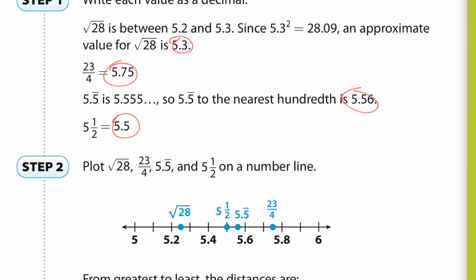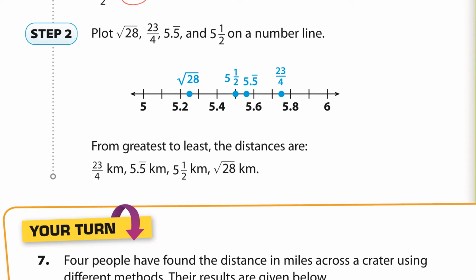5.3 is the square root of 28, which is right there. And the 5.75 is 23/4, so 5.75 is right here. 5.56 is 5.5 repeating. They're just going to throw that right there. And 5.5 is 5.5 right there. And there's the order. We could see it by even just looking at this here.